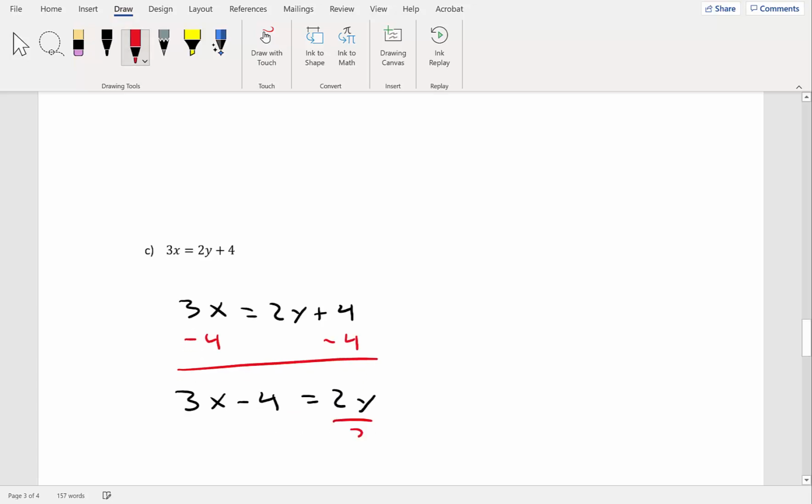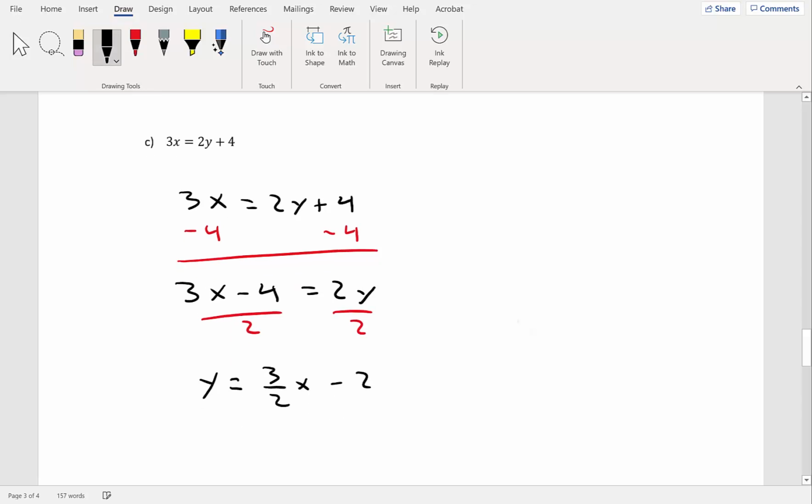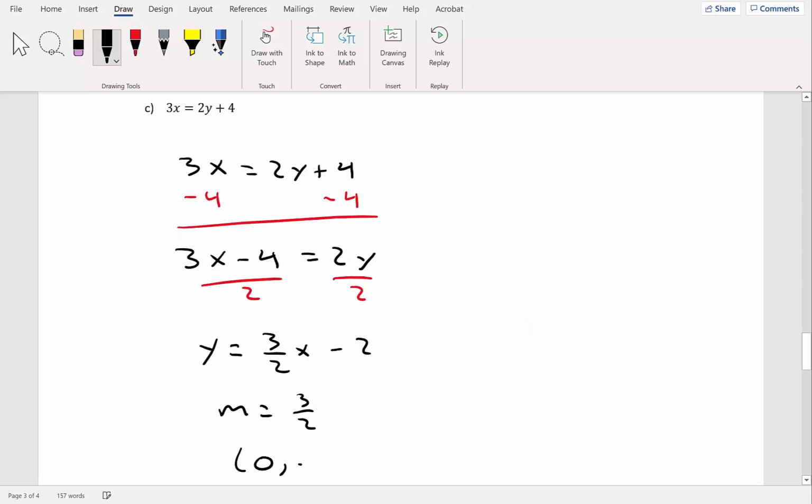And now let's divide both sides by 2. And we get our y by itself. So we get y is equal to, so we have to divide each one of those by 2. So we get 3 over 2x minus 2. So now my slope is 3/2, and my y-intercept is 0, negative 2. And now I have all the information I need to graph.